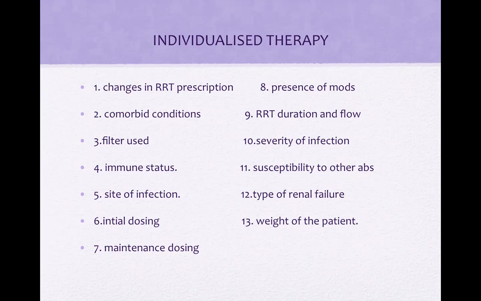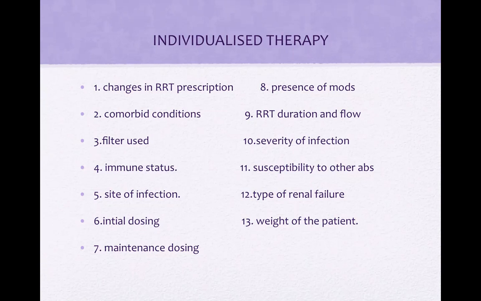Next, the type of filter we use. High flux filter, the antibiotic clearance is higher, especially for the drugs which are dependent on the diffusion method of modality of RRT. So we need to give a higher concentration of the drugs, especially when you are using diffusion as your RRT modality. Then look at the immune status of the patient. In immunocompromised patient, it is always wise to consider bactericidal drugs, and definitely you need to give a higher dose of drugs. Look next at the site of infection.